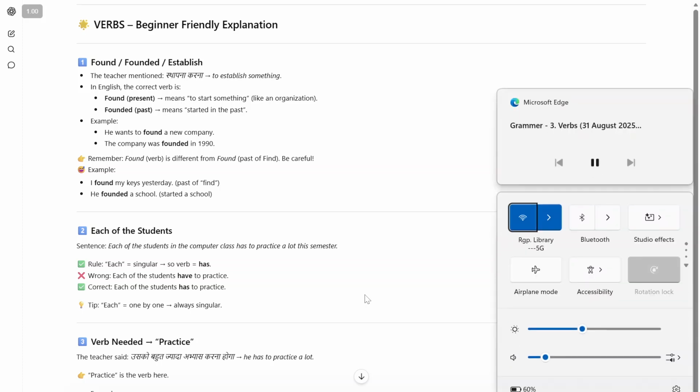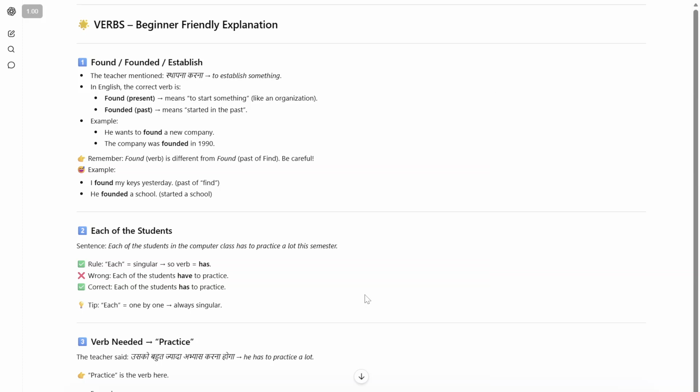Found, founded, establish. The teacher mentioned sthapana karna, to establish something. In English, the correct verb is found, present, means to start something, like an organization. Founded, past, means started in the past. Example, he wants to found a new company. The company was founded in 1990. Remember, found verb is different from found, past of find. Be careful. Example, I found my keys yesterday. Past of find. He founded a school, started a school.